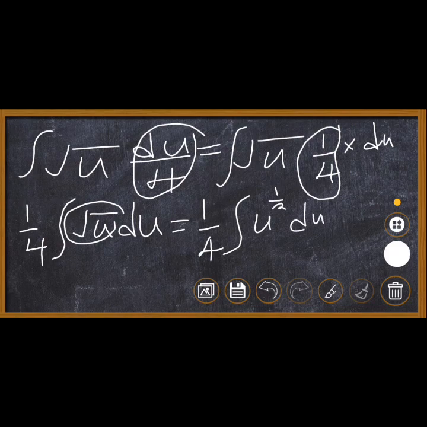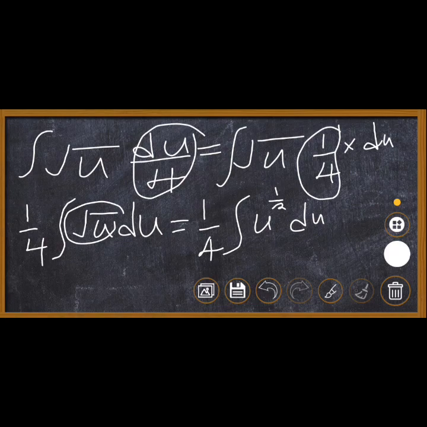When you have the third root, it's 1 over 3. When you have the fourth root, it's 1 over 4. When you have the fifth root, it's 1 over 5. So whatever root you have is the denominator. Square is 2, so that's why we have the denominator of 2. Cube is 3, so we have 1 over 3. In this case, we have 1 over 2 since we have the square root.